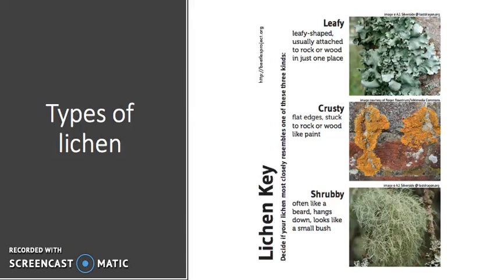Interestingly enough, crusty is the first lichen to colonize a bare rock. Then leafy grows on top of that, killing the crusty lichen, and shrubby grows right on top of leafy. Pretty cool.